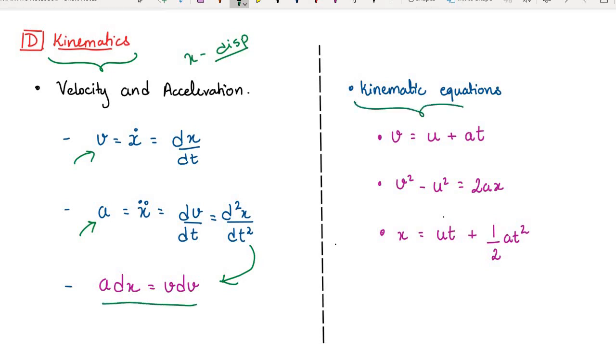Now the formulas for solving kinematic problems are: v is equal to u plus at, v square minus u square is equal to 2ax, x is equal to ut plus half at square. All three formulas are derived from these three equations.